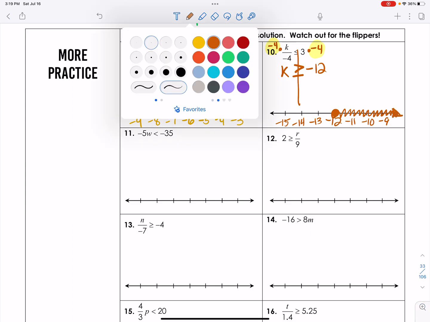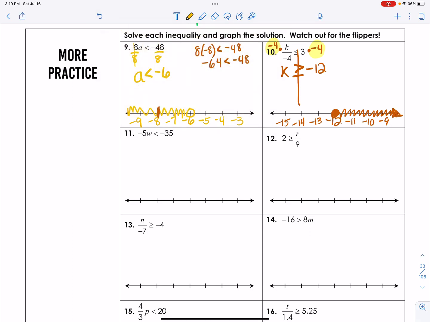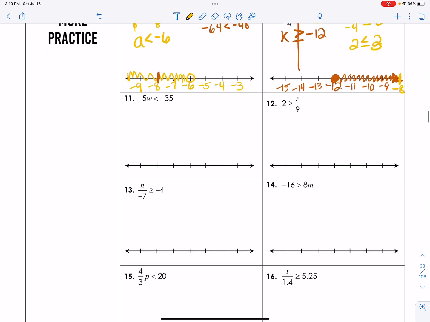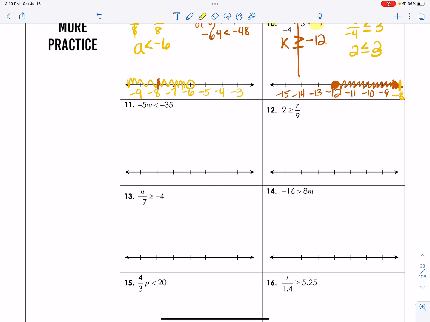And if I pick a number that's in that area, like -8, right? I would have -8 divided by -4 is less than or equal to 3. Negative divided by a negative is a positive. 2 is less than 3. Yes, so it worked. Okay, I would like you to try questions 11, 13, 12, and 14. I would like you to try these, please.